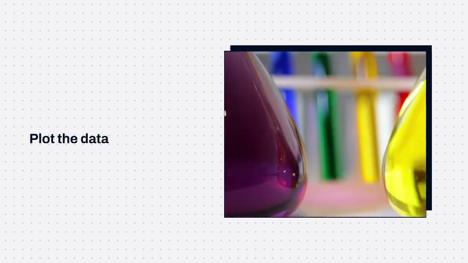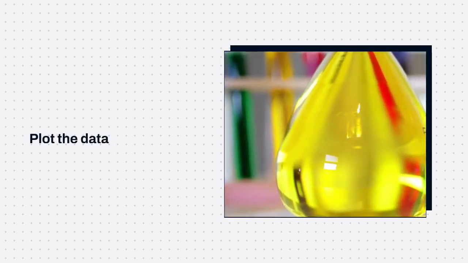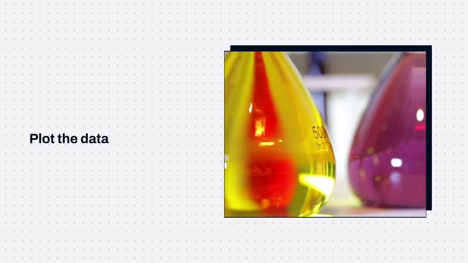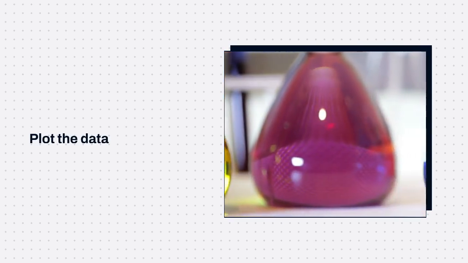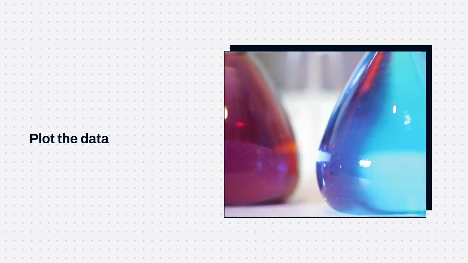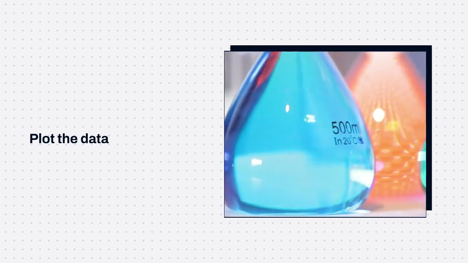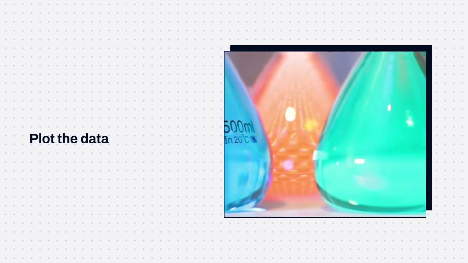Third, you plot this data on a graph with absorbance on the vertical y-axis and concentration on the horizontal x-axis. This plot should form a straight line, and you can get the equation for this line, which will be in the format y equals mx plus b.